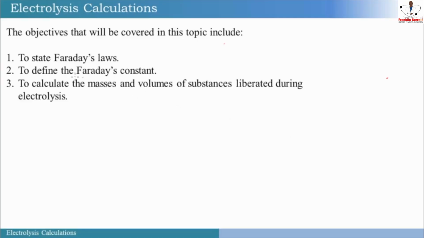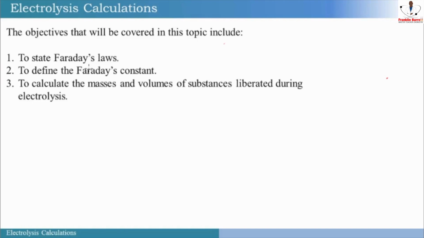Today we'll be looking at electrolysis calculations. Now, all those gases that you saw coming off at the anode or the cathode, we will be able to calculate their volumes, or certain masses that came off at the cathode, or if a mass came off at the anode, you can now calculate that mass of substance that is produced.